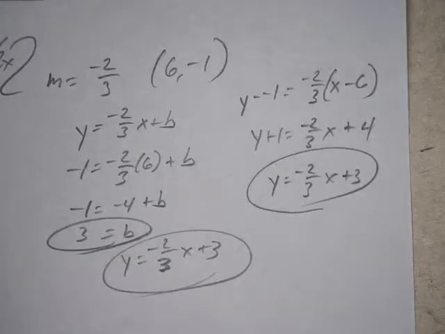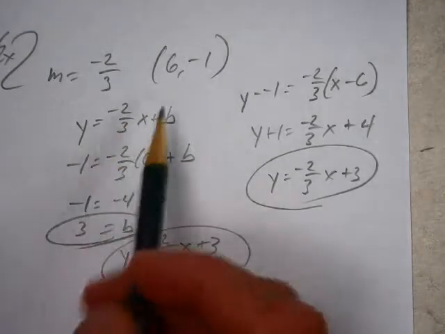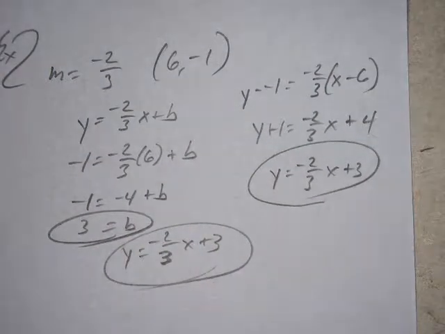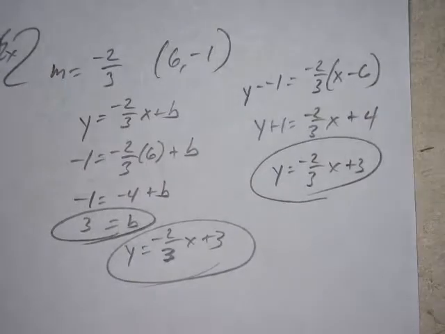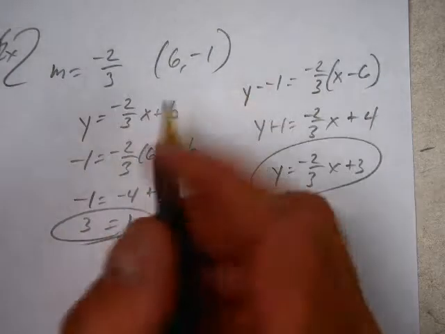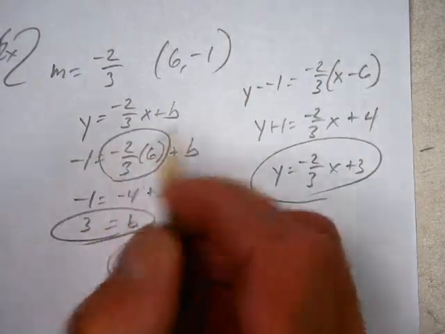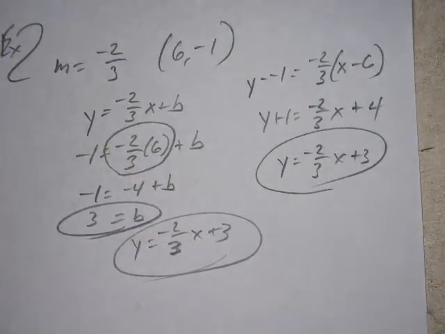Okay. So I did it both ways. I did a slope intercept form, and I did it point slope form. The most difficult part of this is taking negative 2/3 times 6. You've got to do that either way. So let's talk about how to do this without a calculator.